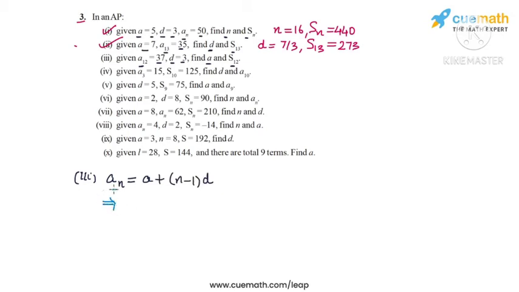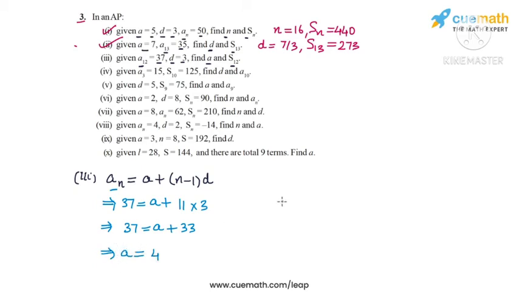So an, or a12, is equal to 37. This is equal to a plus n minus 1. So n is 12. So n minus 1 will be 11, into d, which will be equal to 3. d is given as 3. So we get 37 is equal to a plus 33, and from here we get a is equal to 37 minus 33, or 4. So the first term of the AP is 4.